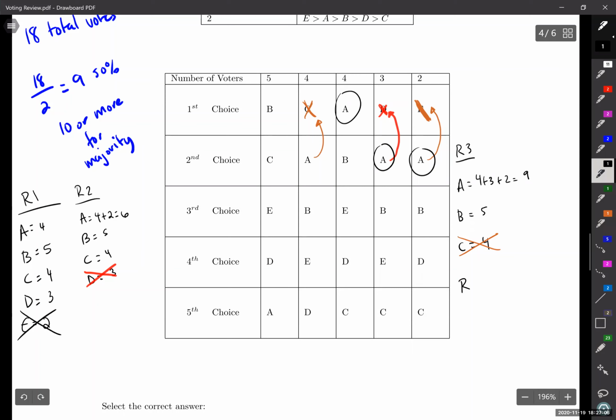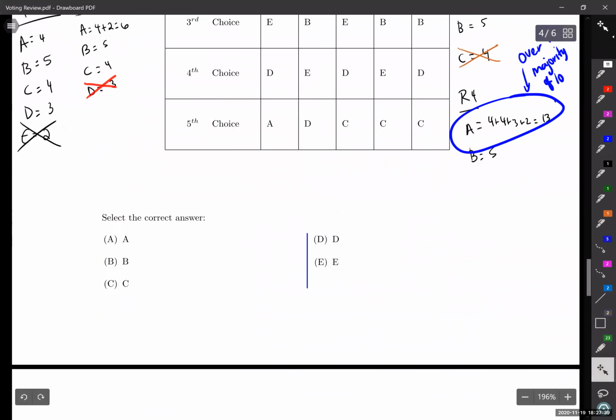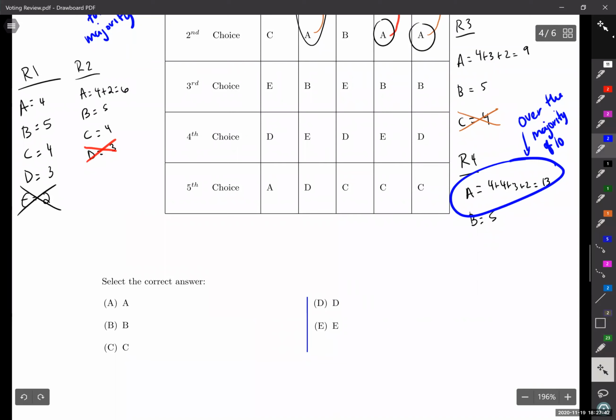And sometimes the Hare method does take quite a few rounds, but if you keep going through the process, eventually you will get a winner. Somebody will get more than 50%. So A now has, we've added in 4 more to A. 4 plus 4 plus 3 plus 2, and that should put us at 13, whereas B only had 5. That's over the majority, so A is the winner. So we would just select A.